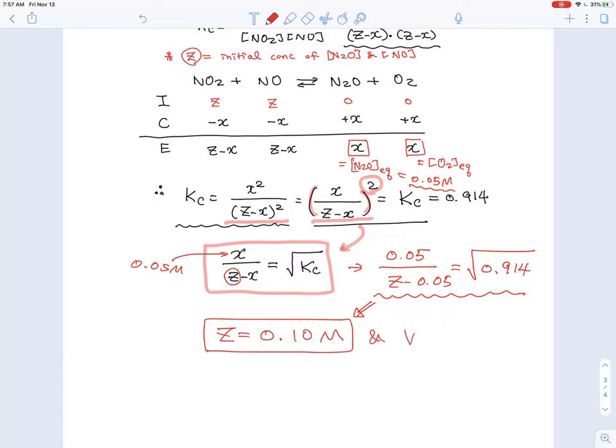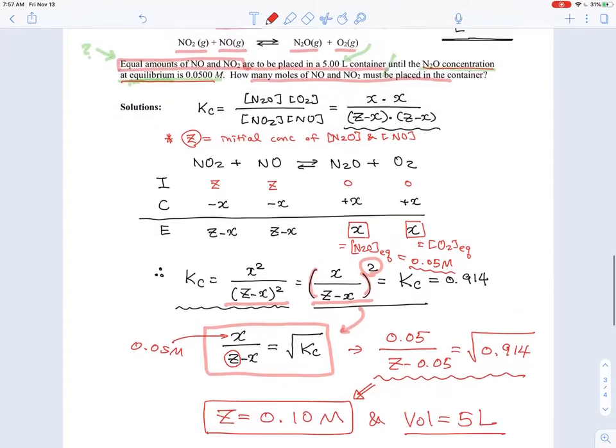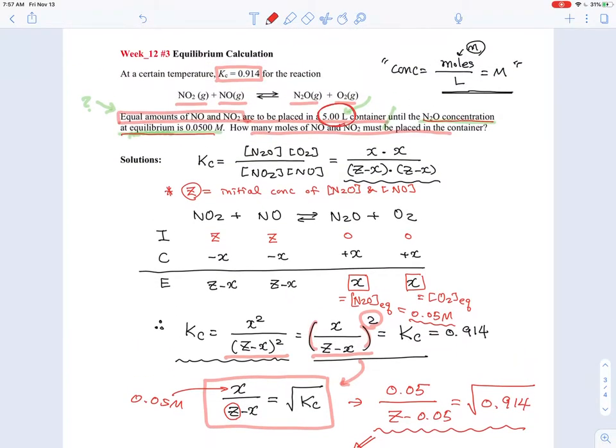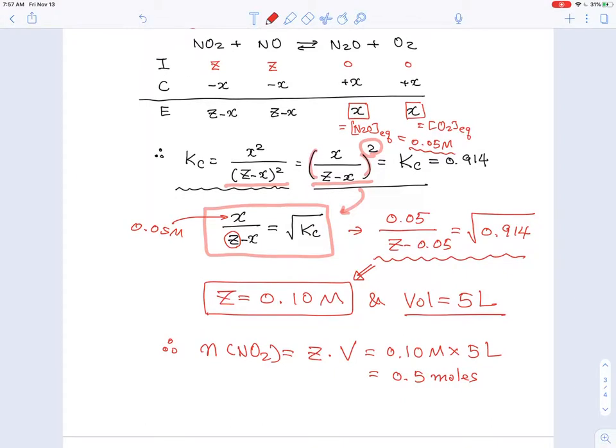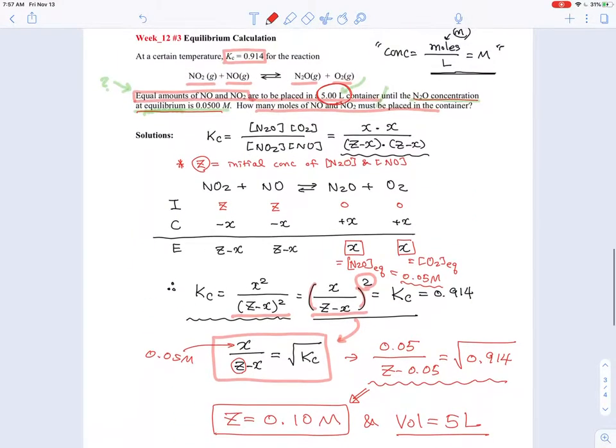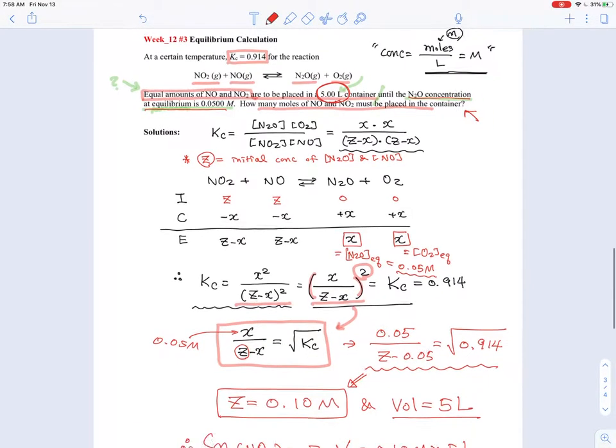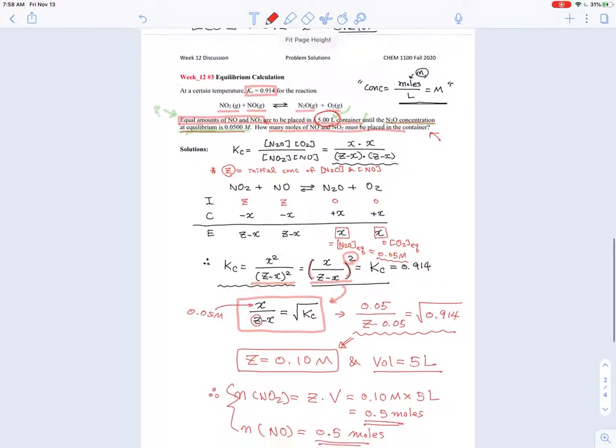And then we were given the volume. Do you remember the volume was 5 liters? If you go up, they say the size of the container is 5 liters. Therefore, the number of moles, N, for NO2, which is Z times the volume, is the 0.10 molar concentration multiplied by 5 liters. That's 0.5 moles. And also the number of moles of NO is the same, 0.5 moles. Initially, that's how much was provided here. Okay, so that was the answer to the question: how many moles? It was 0.5 moles each of NO and NO2.